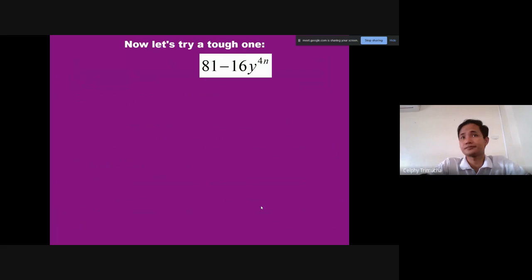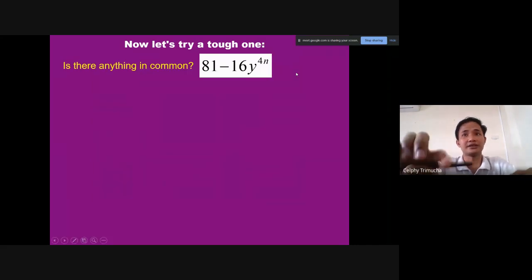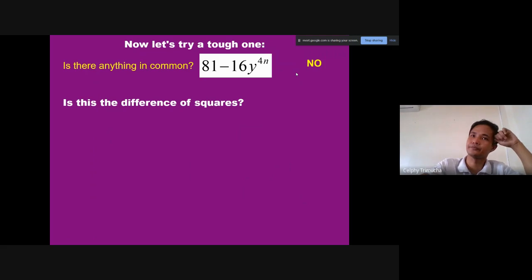Next, we have, let's try a medyo difficult or medyo complex nga factoring. So we have 81 minus 16 y raised to 4n. So is there something in common sa aton nga equation? So we have 81 minus 16 y raised to 4n. So wala sang common sa aton nga first kag second term. So is this the difference of square?